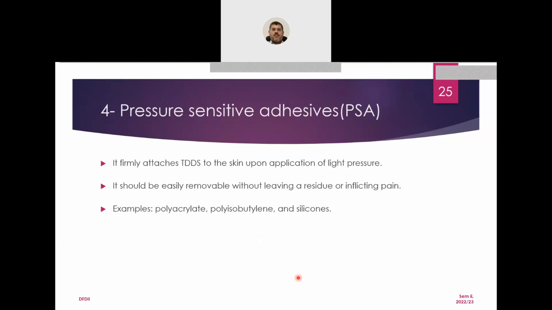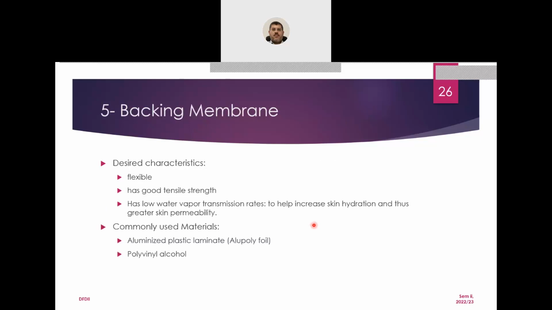So the fourth component in the drug delivery system is the pressure sensitive adhesive, just an adhesive material that once you apply little pressure, it will stick to the skin. So it firmly attaches the transdermal drug delivery system to the skin upon application of light pressure. It should be easily removable without leaving a residue or inflicting pain. So the choice of material includes some measures like how strongly it attaches and how easily it can be removed. Okay. Many synthetic materials can be used, like polyacrylates, polyisobutylene, and silicones. They are used to form the adhesive tape.